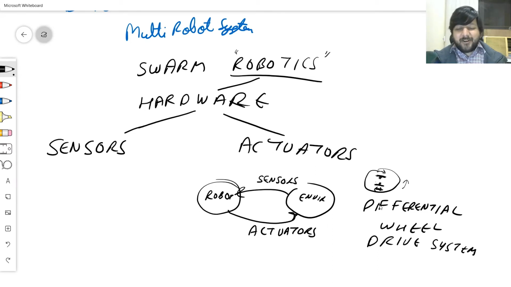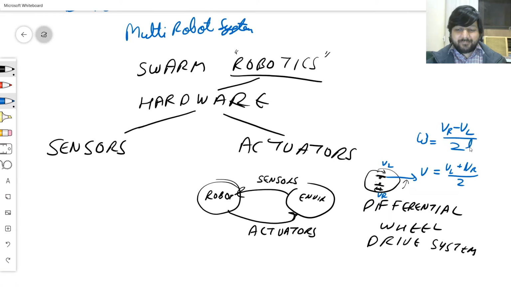It's called differential because the linear speed by which you move is based on the linear speed of the left wheel and the linear speed of the right wheel, and the angular speed by which you move is given by a differential. That's where the differential comes from. That's the distance between the wheels. So the angular speed is based on a differential. Those are my typical actuators.